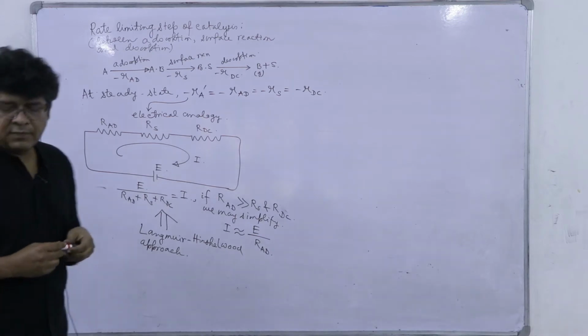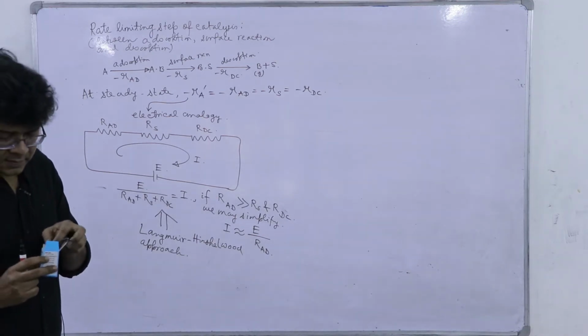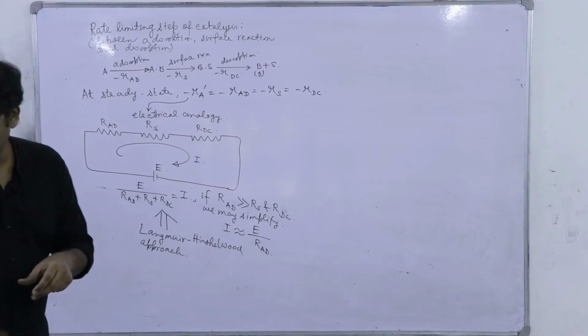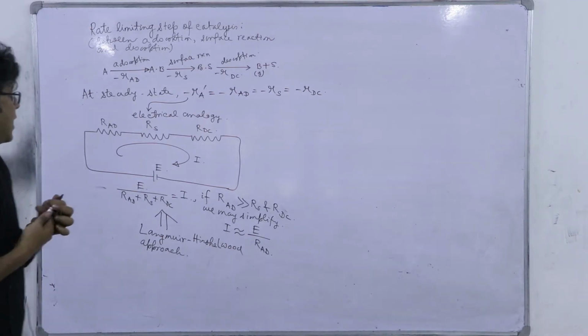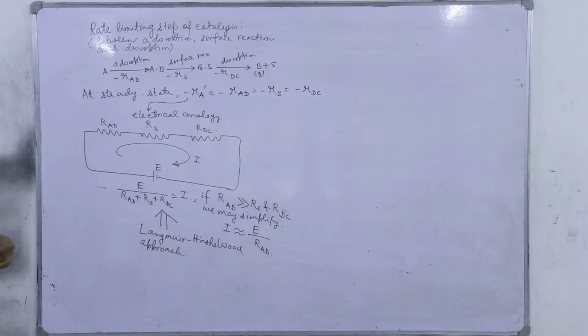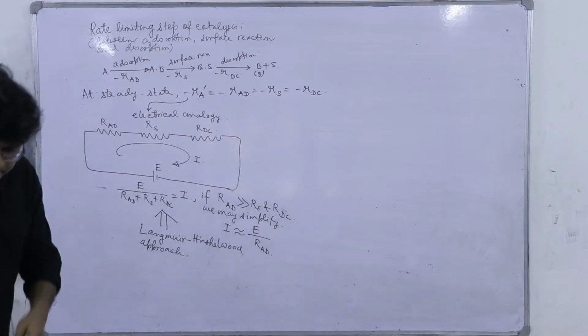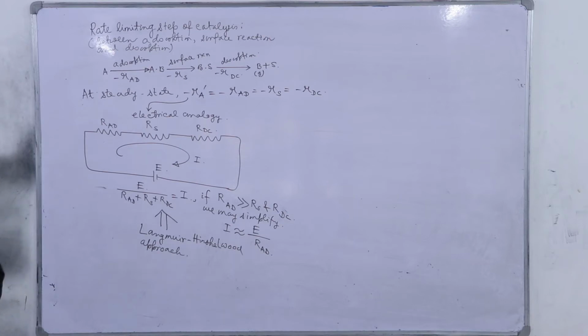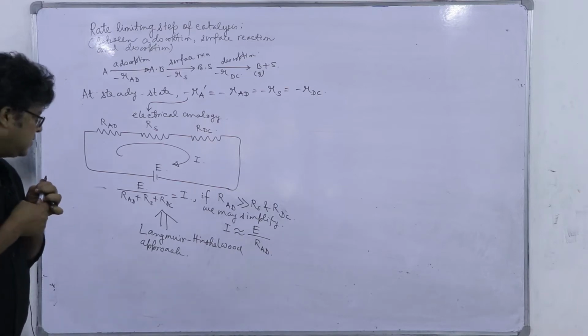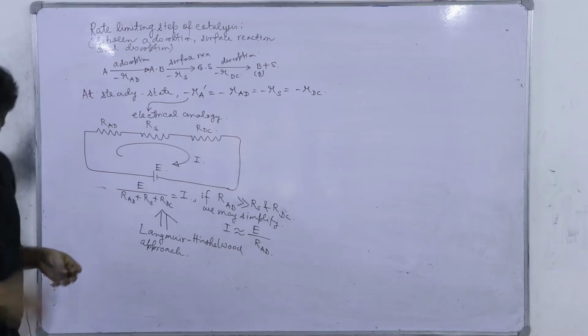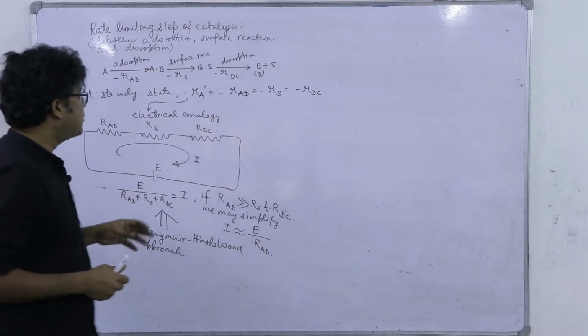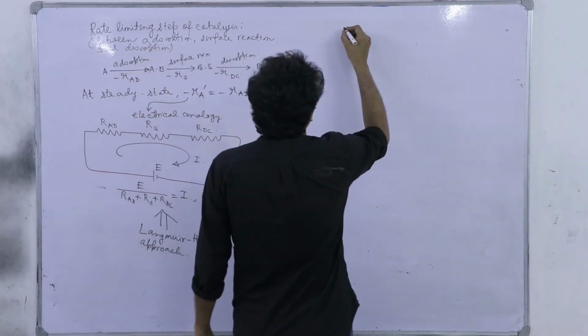So, we will follow this approach to calculate the rate expression if adsorption is the rate limiting step, or alternatively the reaction is the rate limiting step, and finally, if desorption is the rate limiting step. So, this is our objective, to understand the Langmuir Hinshelwood approach.